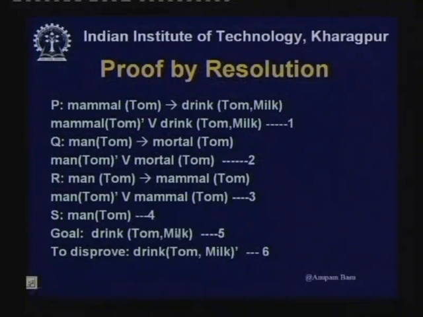So, here the goal is drink Tom milk. So, I convert my goal to disproving that Tom does not drink milk. Drink Tom milk, complement of that, not drink Tom milk, means Tom does not drink milk. I have to disprove it. If I can disprove it given these statements, then I can certainly prove that Tom drinks milk.